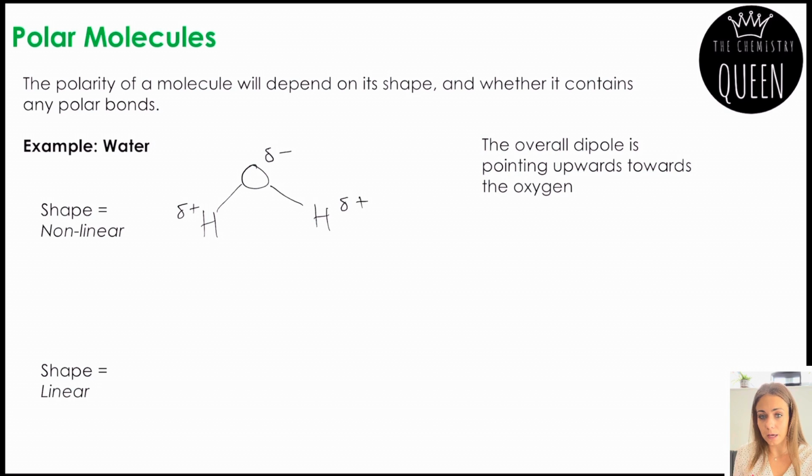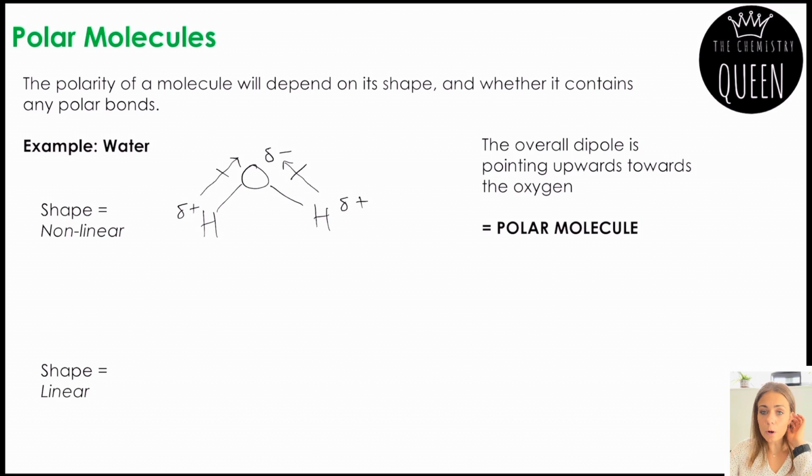Now I can show this by using arrows or the dipoles. So the electrons are going to be pulled towards the oxygen atom, like so. Now if we look at those two dipoles that I've drawn, we can see that the overall dipole is pointing upwards towards the oxygen. So the electron density is going to be lying up towards the oxygen. What does that mean? Well, that means that this molecule is therefore polar.